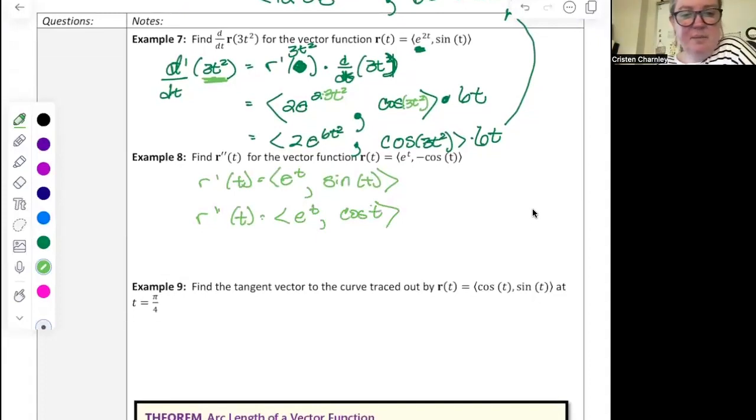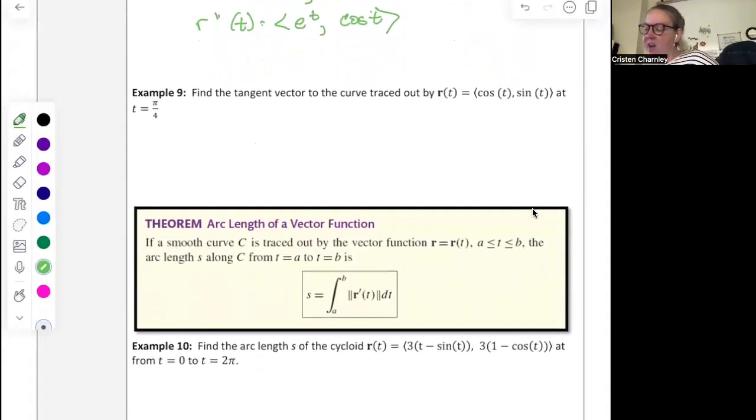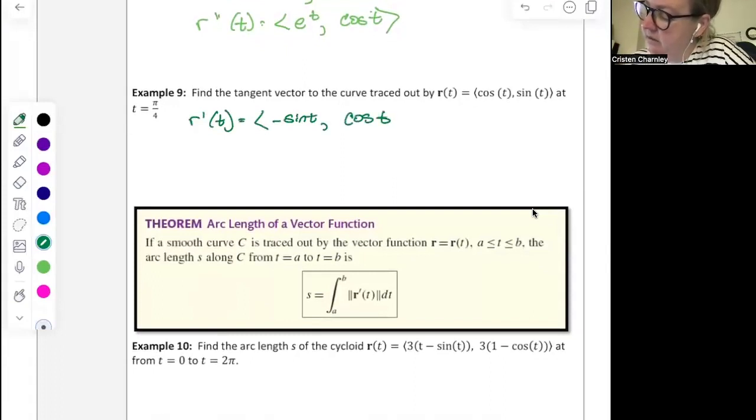That's it. Easy peasy. Example 9: find the tangent vector to the curve traced out by cosine of t, sine of t at t equals pi over 4. So even without a whole lot of instructions here, I bet you can probably figure out what we need to do. So a tangent vector, we need a derivative, because that's what we need with our slope, right? So r prime of t is equal to the derivative of cosine, which is negative sine of t, and the derivative of sine is cosine of t.